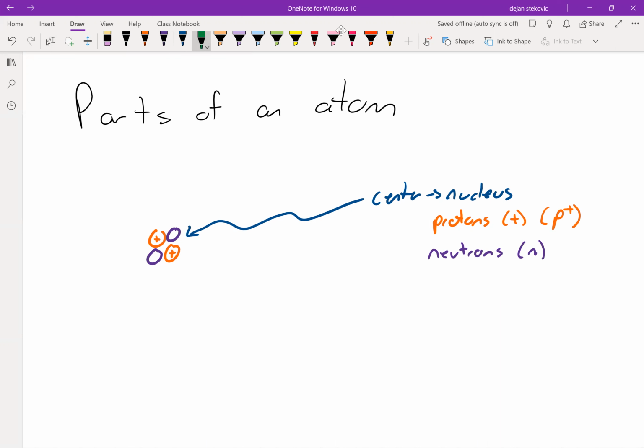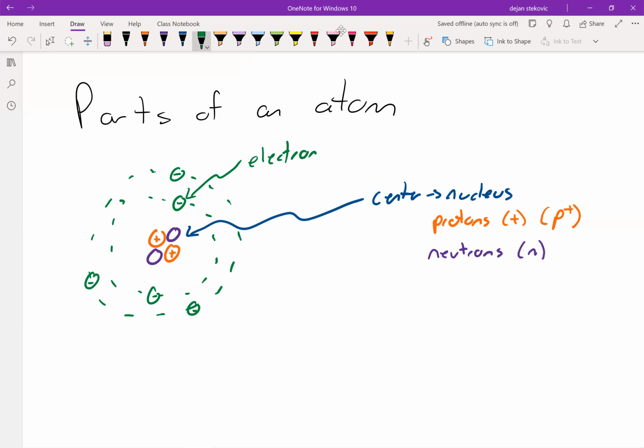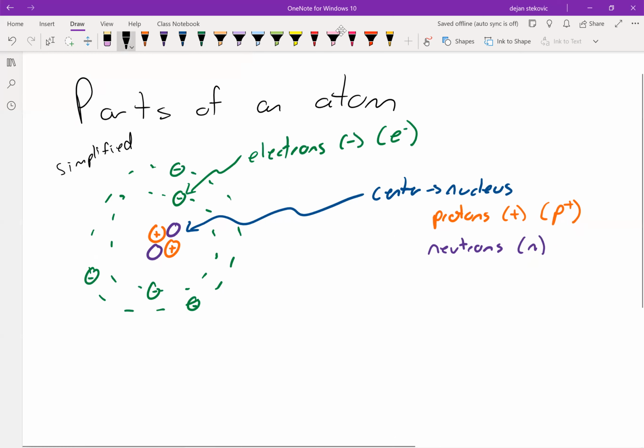And then flying around this nucleus in what for now we'll call orbits are electrons, right? So I'll draw two there, and then maybe in another orbit, we've got some more. As you can see from my drawing, these electrons have negative charge, and I'll give them the symbol of an E minus for electron. Obviously, this is a very simplified model of the atom. As we go on through the course, we'll learn more and more complex versions.